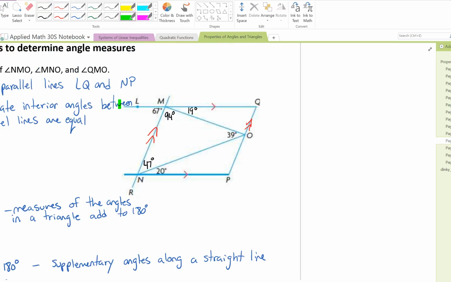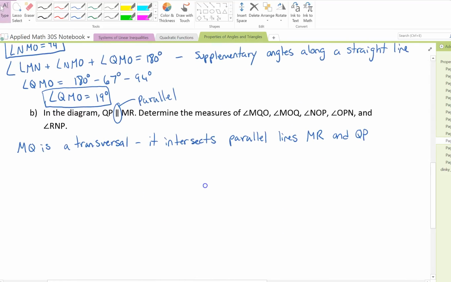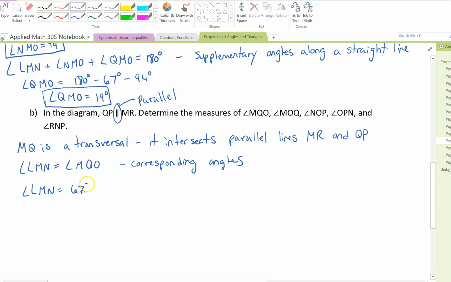Looking at our diagram, now that we know that those two lines are parallel, we also know that this is one possible transversal, and that intersects our two lines there. So we're going to use that to help us figure out some missing information as well. If we look at angle LMN, it's equal to angle MQO, and that's because they're corresponding angles. Which also means that angle LMN is equal to 67 degrees.